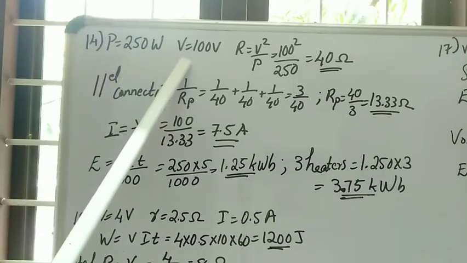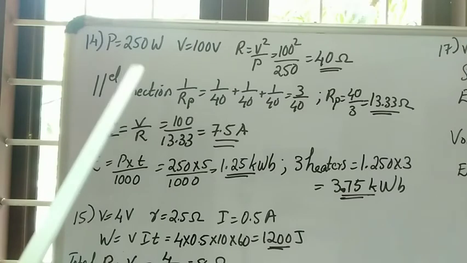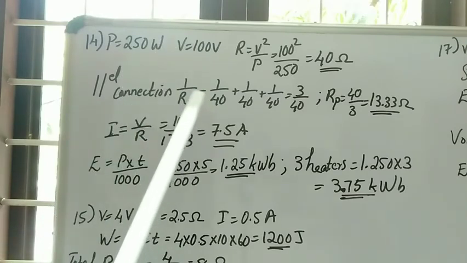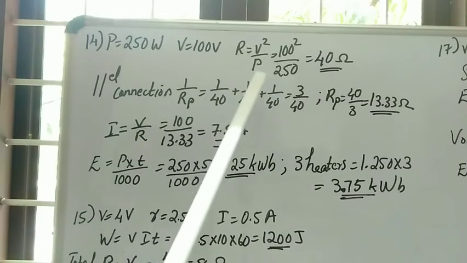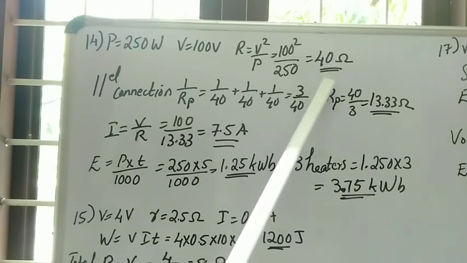So here you can see power and voltage are given. As I already told, with the power and voltage, whether it is asked or not, we should calculate the resistance of the circuit for all the problems. So R is equal to V square by P. We got the resistance of one heater as 40 ohm.